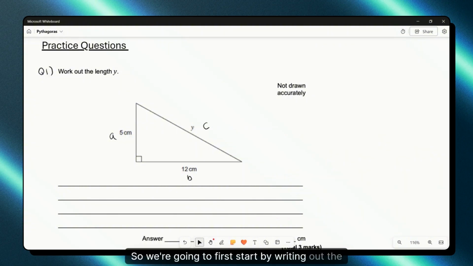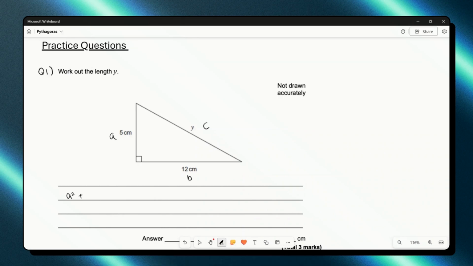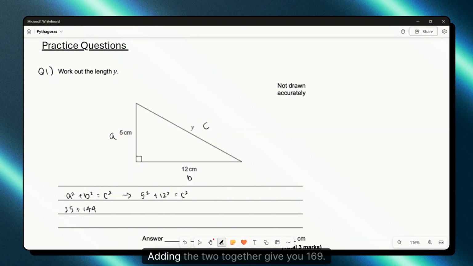So we're going to first start by writing out the Pythagoras theorem, which, as stated before, is a squared plus b squared is equal to c squared. Now, subbing in our values, we get 5 squared plus 12 squared is equal to c squared. Now, we know that 5 squared is 25, 12 squared is 144. Adding the two together gives you 169. Therefore, c squared is equal to 169. Now to find c, you have to square root 169, and we know that the square root of that is 13. So therefore, y is equal to 13 centimeters.